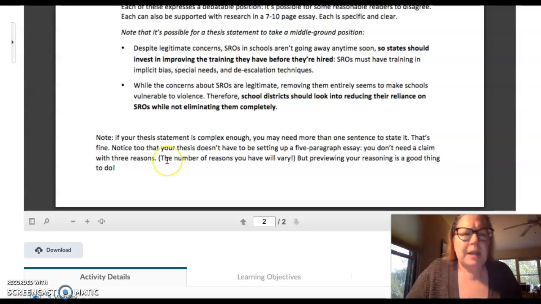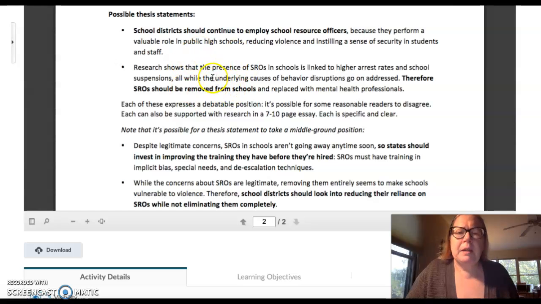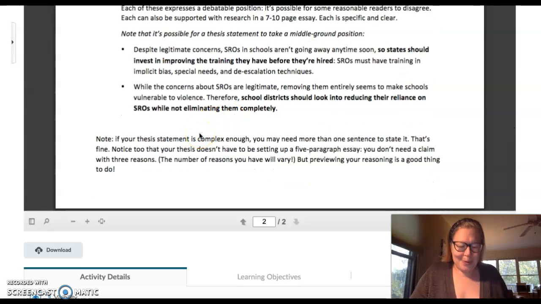I do want to touch on this last point. Your thesis statement doesn't have to be in one sentence. Notice how in a couple of these I'm sort of providing a preview of my reasoning in one sentence and then my actual position in the next sentence, theoretically. So don't try to oversimplify everything and dumb it down into one sentence. You can expand into a couple sentences if you need to. That's just fine. Okay, so there's your thesis statement review.